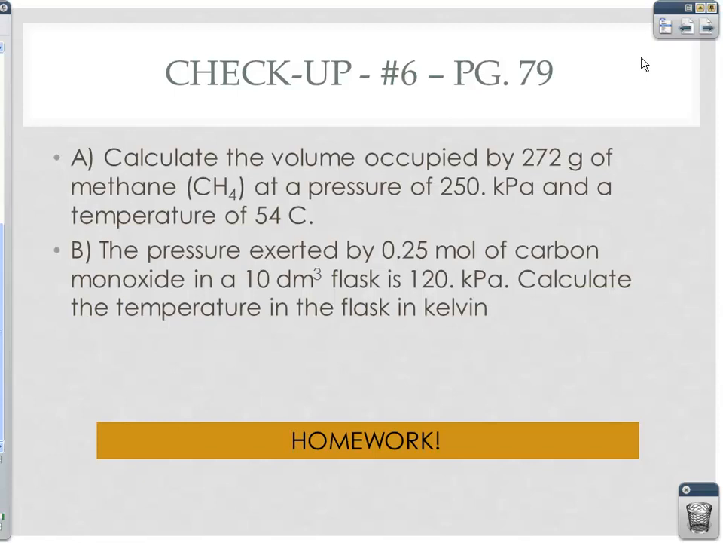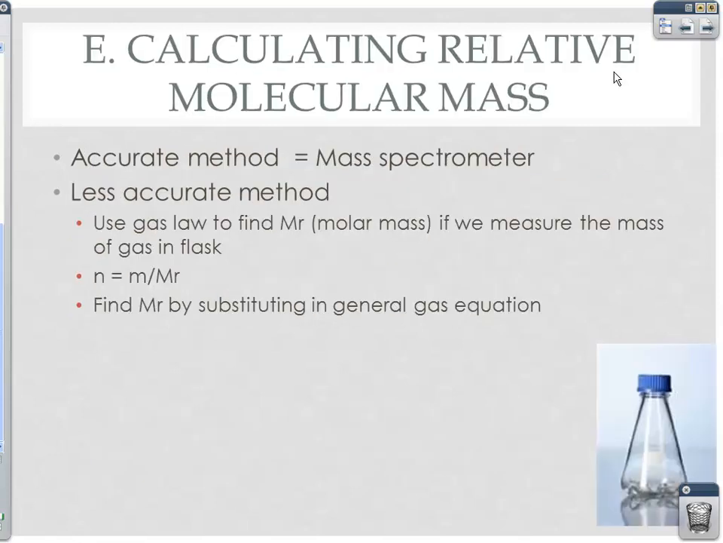Alright, so here is your next homework question. Calculate the volume occupied by 272 grams of methane at a pressure of 250 kPa and a temperature of 54 C. So you need to make sure your units are pascals and moles in Kelvin. Then question B, the pressure exerted by 0.25 moles of carbon monoxide in a 10 decimeter cubed flask is 120 kPa. Calculate the temperature in the flask in Kelvin.